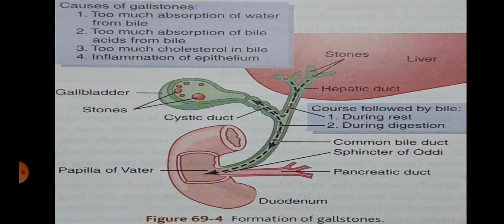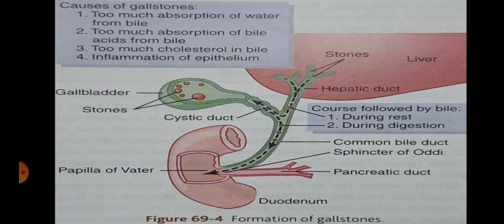Now the courses followed by the bile: 1 indicates during rest, 2 during digestion. During rest it goes to the gallbladder, and during digestion it goes to the duodenum. You can see the structure showing the gallbladder, liver, papilla of Vater, cystic duct, common bile duct, sphincter of Oddi, pancreatic duct, and stones.